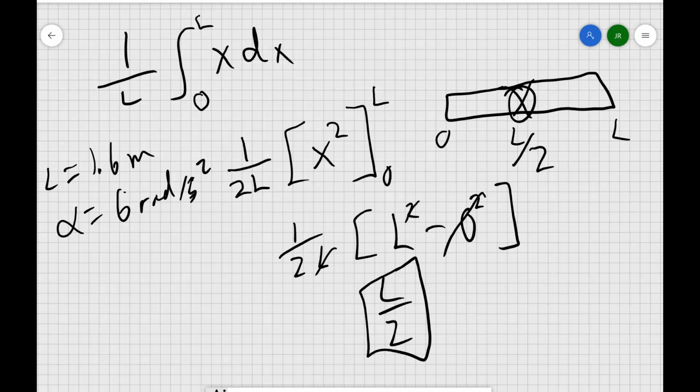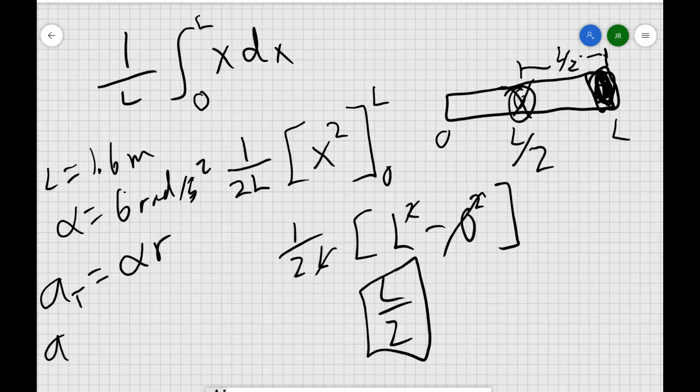And I want to find the tangential acceleration. Well, that's just going to equal alpha r. Well, what is r? It wants me to find the tangential acceleration of this tip right here. Well, how far away is that? What is r? That's why it asked us to find this earlier. This is L over 2. And I know L.